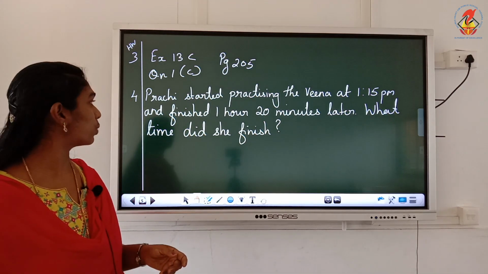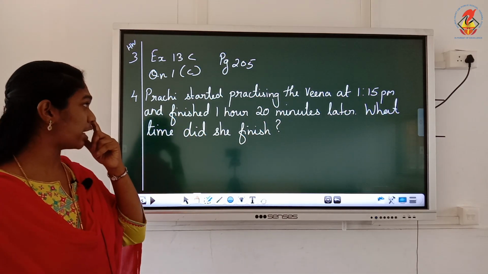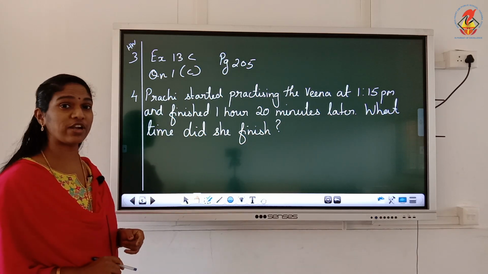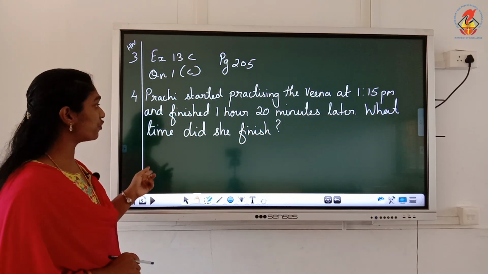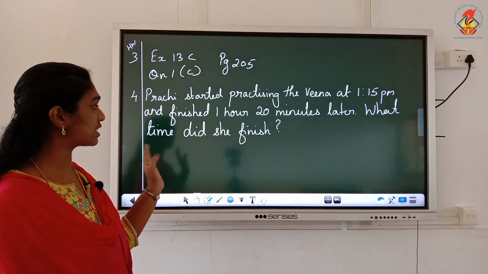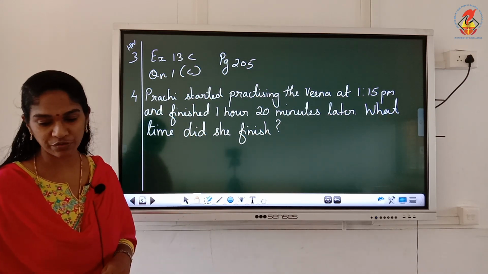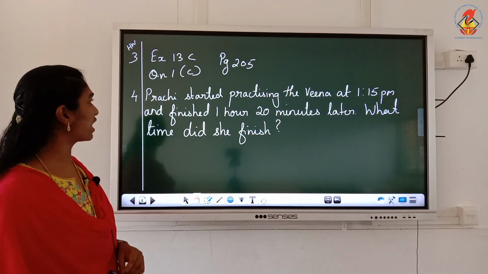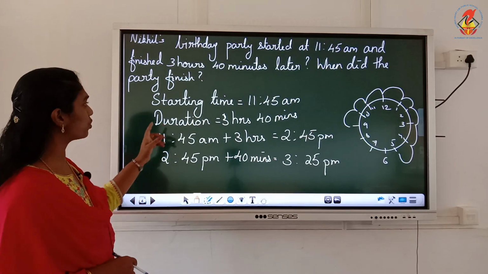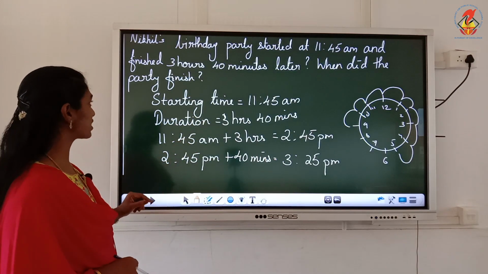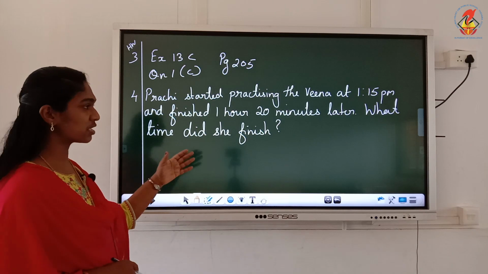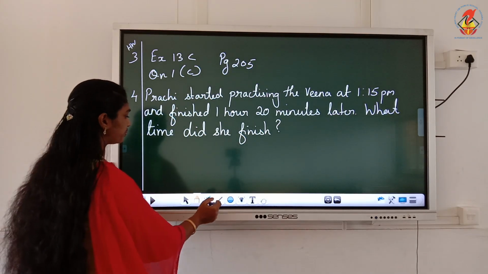Now, coming to the fourth one. Prachi started practicing the Veena at 1:15 p.m. and she finished 1 hour 20 minutes later. What time did she finish? It's the same like the second one. Here also the duration was given and they were asking what time the party finished. Since relative time, I am showing you once again.